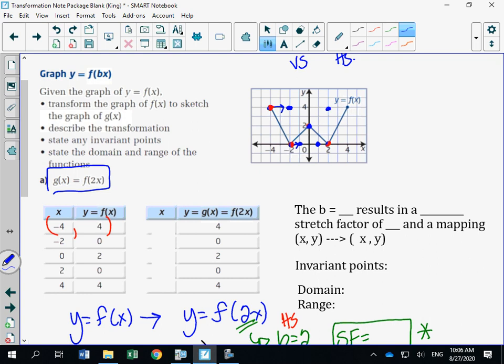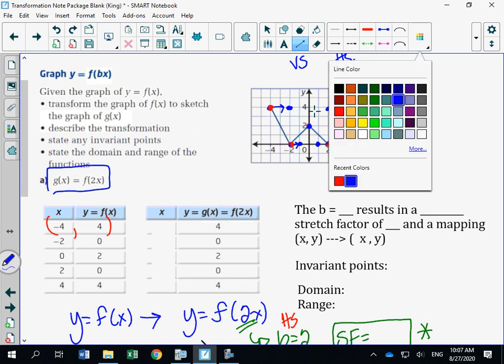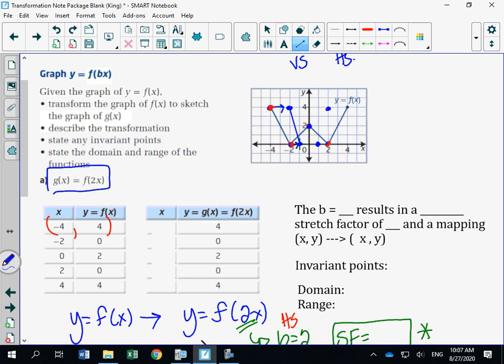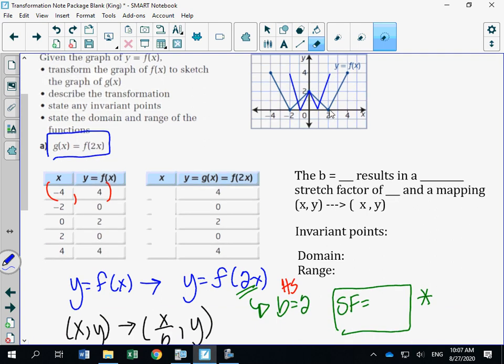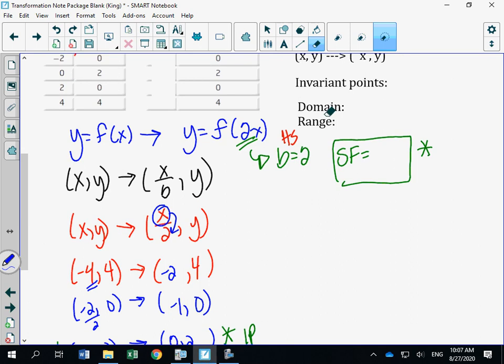Okay, let's take a ruler and connect those dots. So this point to here, that's my invariant point, down and up. If I erase everything, this was my original function, and this is my new function where the b value is 2. Okay, let's see if we could figure out what the stretch factor is.